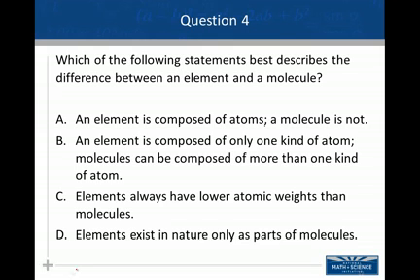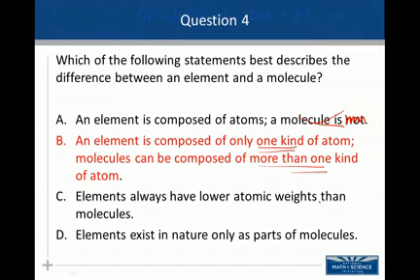Welcome back. Now let's see what's the best description of the difference between an element and a molecule. An element is composed of only one kind of atom, that being the important part. Molecules can be composed of more than one kind of atom. So why are the other answers wrong? An element's composed of atoms, a molecule is not. That's the wrong part. A molecule is, so get rid of the not.